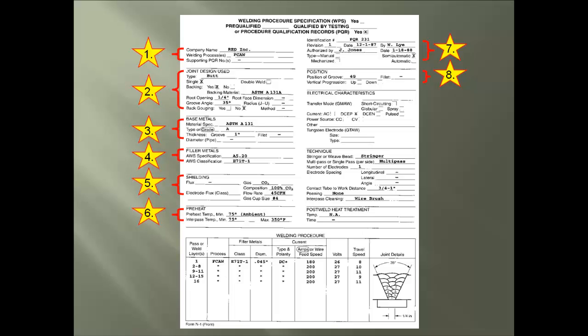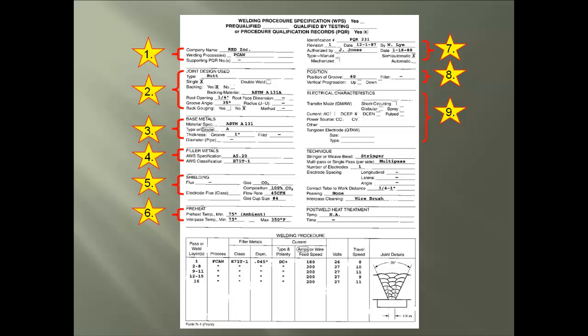Star number 8 covers the welding position and progression of the welded joint. Positions are either flat, horizontal, vertical, or overhead, with a G standing for groove weld and an F representing the fillet weld, where the progression of the electrode is either uphill or downhill only if vertical position is used.